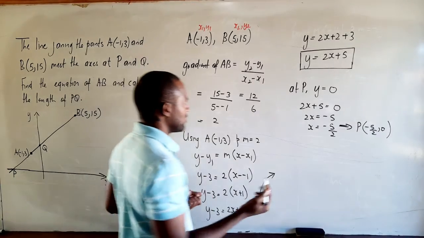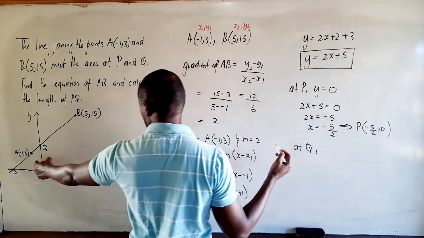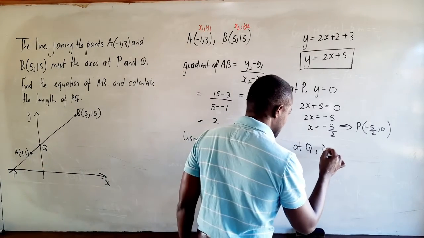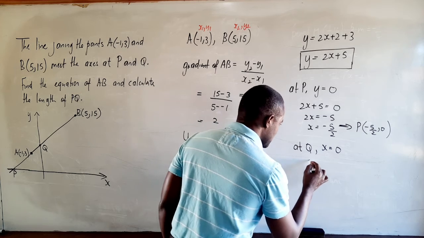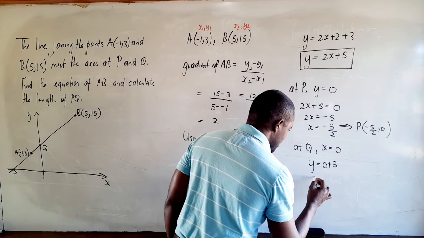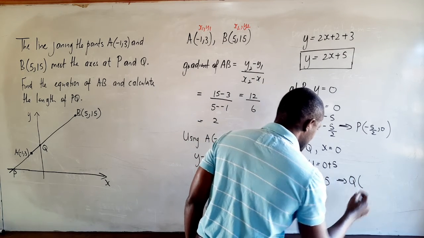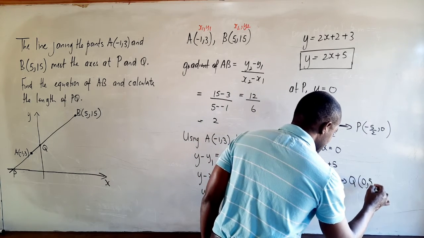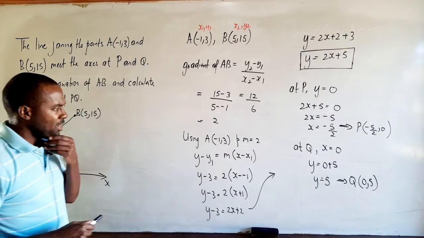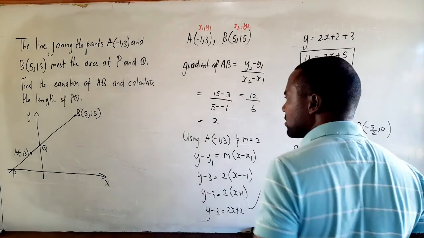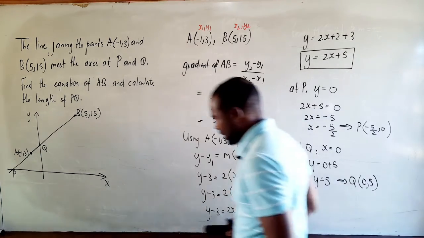Now let's do the similar thing for Q. At Q, which cuts the y-axis, x is equal to 0. So we substitute x equals 0 and solve for y. This gives us y is equal to 0 plus 5, so y is equal to 5. Therefore Q is the point (0, 5). So we've found the coordinates of P and Q, and now what they really want us to find is the length of the line PQ.